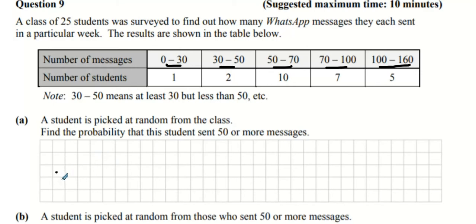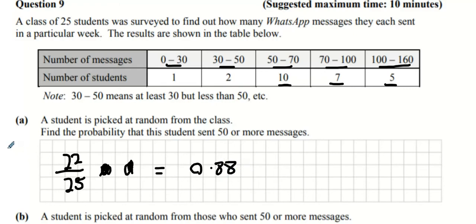So there's 25 students in total. How many were on 50 or more? Well, 30 to 50 means at least 30 but less than 50. So anybody with 50 is here, 50 or more. So it'll be 10, 7, and 5, which is 22 people out of the 25. And it just wants the probability. So 22 out of 25 is our answer. You can change that to decimals if you want, and it's 0.88.